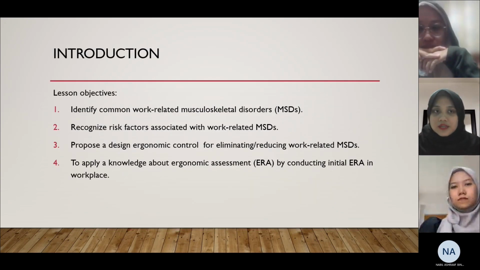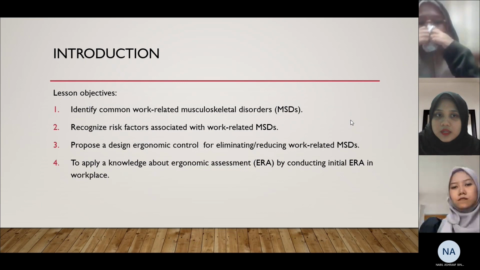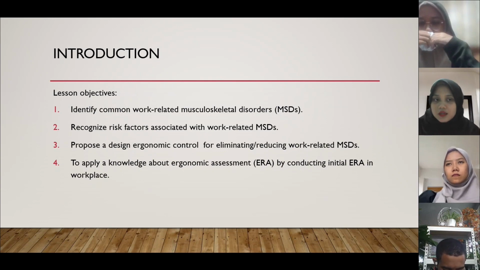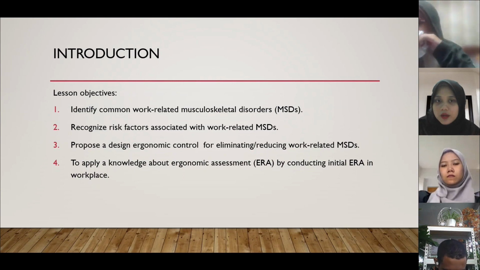Okay, first slide is about the objective. First objective is to identify common work-related musculoskeletal disorder, which is known as MSD. Second, recognize risk factors associated with work-related MSD. The third one is to propose a design, ergonomic control for eliminating or reducing work-related MSD. The last one is to apply knowledge about ergonomic risk assessment, ERA, by conducting an initial ERA in a workplace.